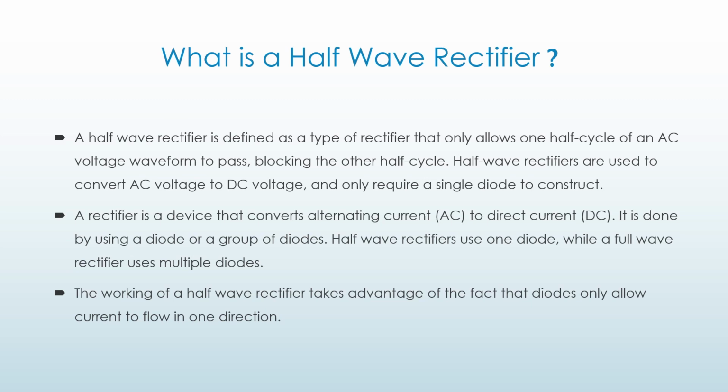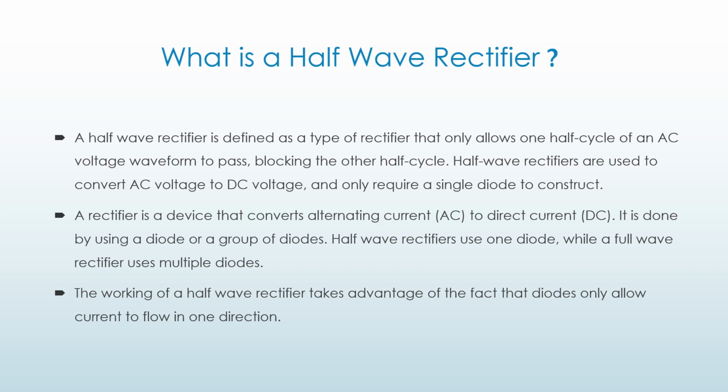What is a half-wave rectifier circuit? A half-wave rectifier is defined as a type of rectifier that only allows one half cycle of an AC voltage waveform to pass, blocking the other half cycle. Half-wave rectifiers are used to convert AC voltage to DC voltage and only require a single diode to construct.